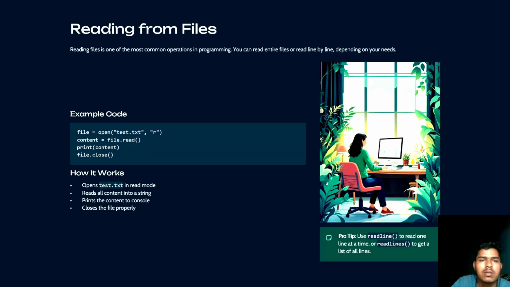Reading from files. Reading files is one of the most common operations in programming. You can read entire files or read line by line, depending on your needs. Example: file = open("test.txt"), content = file.read(), print(content), file.close(). How it works: open test.txt in read mode, read all content into a string, print the content to the console, then close the file properly.